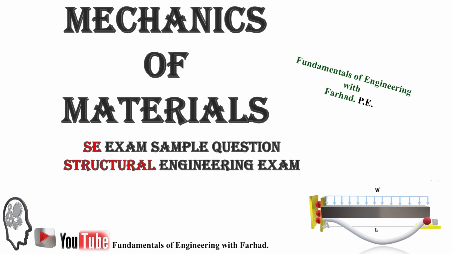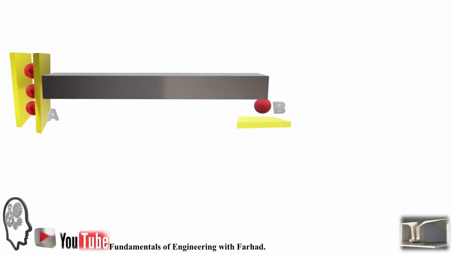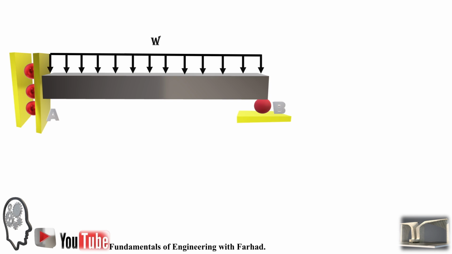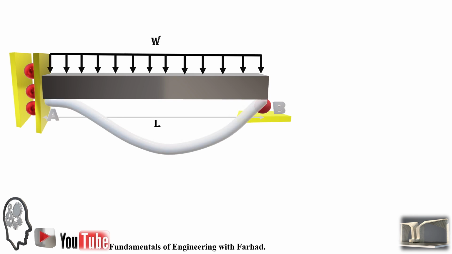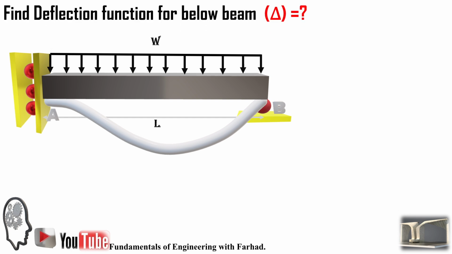We want to solve a structural engineering exam sample question in finding the deflection function in a beam. In our example, we have a beam carrying a distributed load of W. One end is a sliding support at A and the other is a roller at B. And we want to find the deflection function, delta or y, for such a beam and such loading.